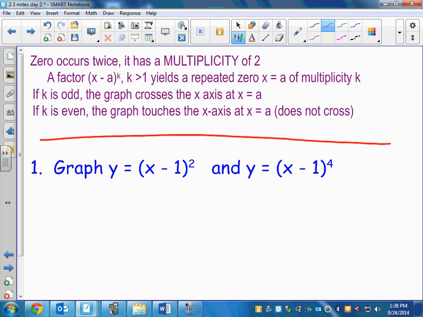And not only is that going to determine whether it crosses or touches the x-axis there, we're going to look at what multiplicity does at the x-axis. The bigger the multiplicity, what happens on the graph? And so I'm going to graph these on the graphing calculator in a minute when you've all written this down. You don't have to graph them on your paper, but if you want to kind of show what happens, I'm okay with that.